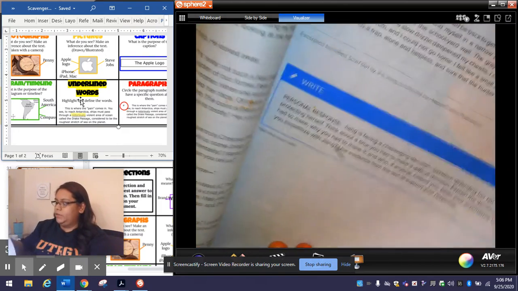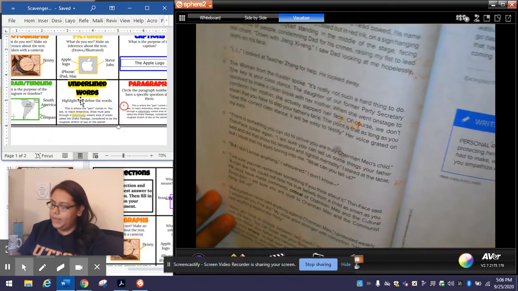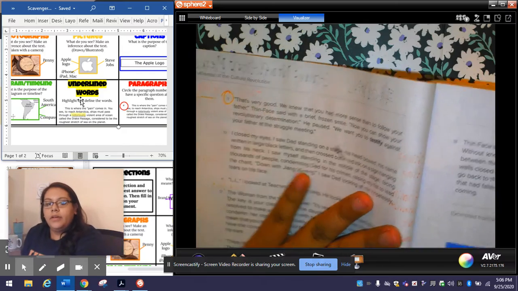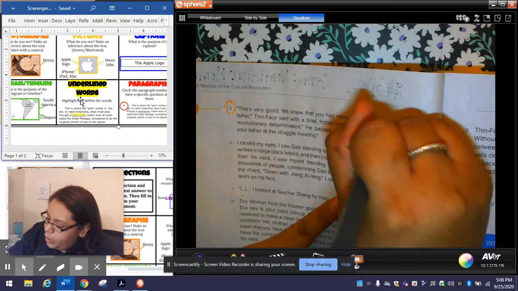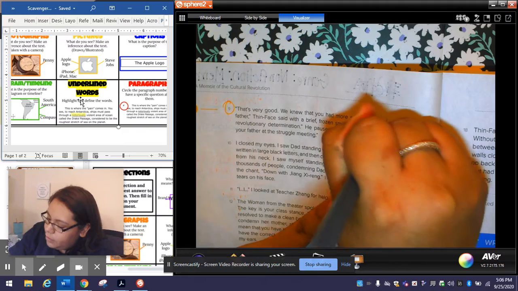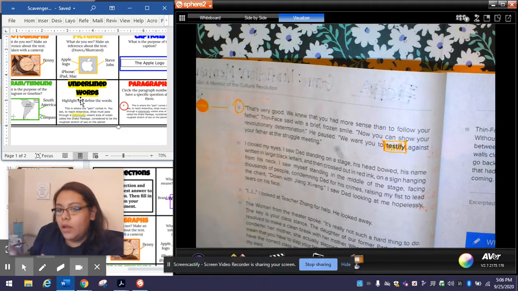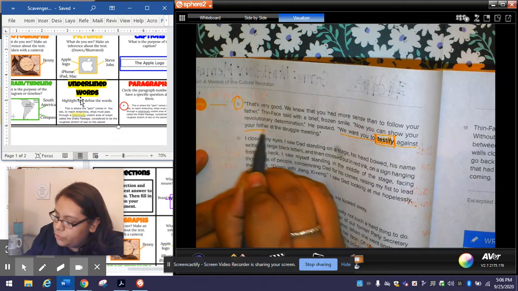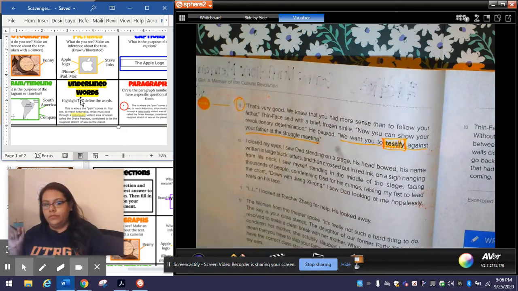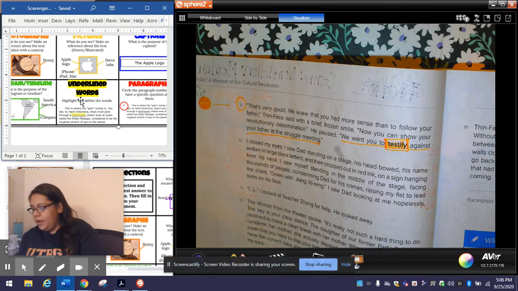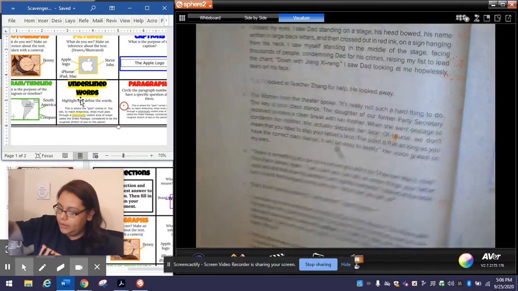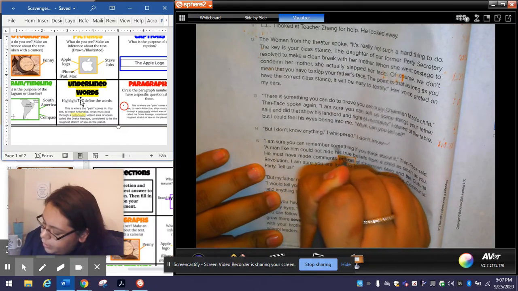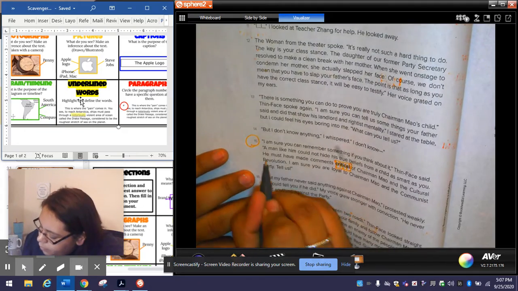My next page. Okay, I see another vocabulary word right up here in paragraph number 9. And my word is testify. We want you to testify against your father at the struggle meeting. I keep going. Paragraph 15 has the word critical. I'm going to shade it in, circle my paragraph.